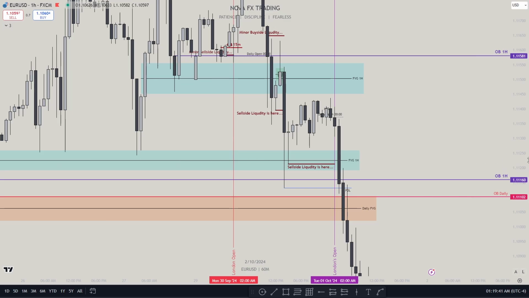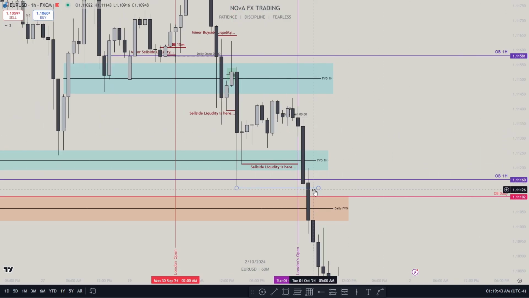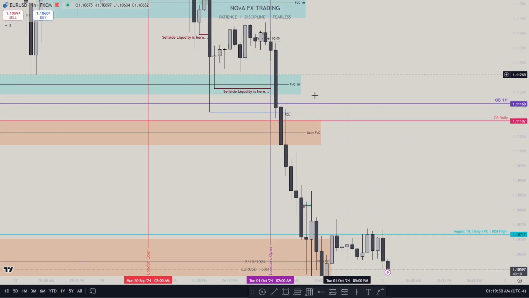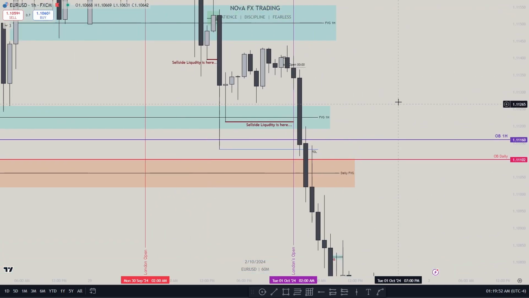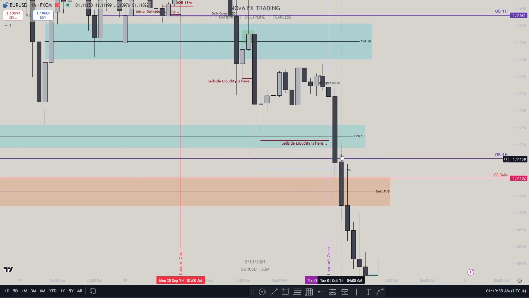The price is near here, so our draw on liquidity is the previous day low. We're expecting there will be a sweep of liquidity, and also a tap of the daily fair value gap. We were expecting a reversal, but it went to continuation. It's all fine. You can see there is an accumulation here, then it went down.